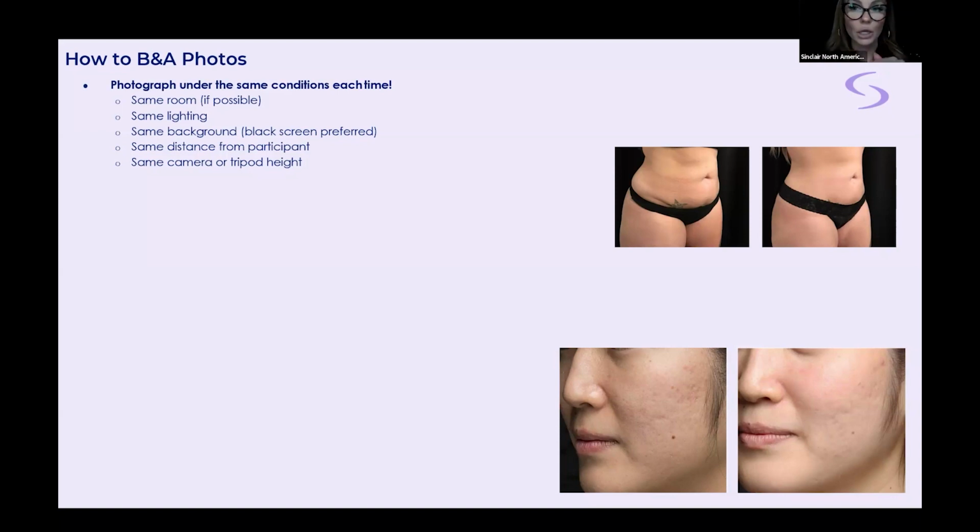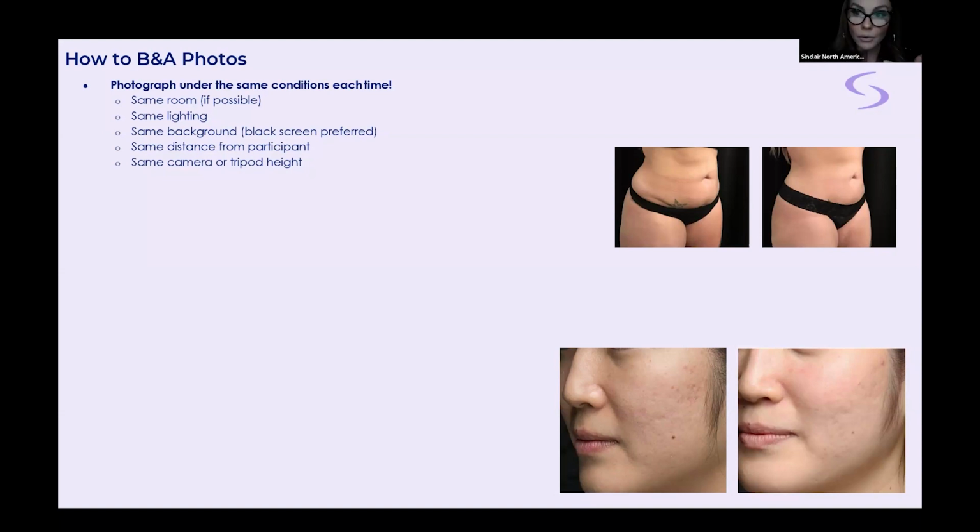Same distance from the participant. So make sure that you're marking your floors with a piece of tape, with a sticker, with whatever you want to do, but making sure that you have a line of exactly where you stand every single time. And in that case, your patient should always be standing in the exact same spot. So either mark the floor, or Sinclair sells a little mat that you put on the floor that has little feet, and it gives you your perfect angles. Step on one, it gives them the 0-degree angle. Step on two, 45. Step on three, 90, and so on and so forth. I'll talk about that more in a bit.